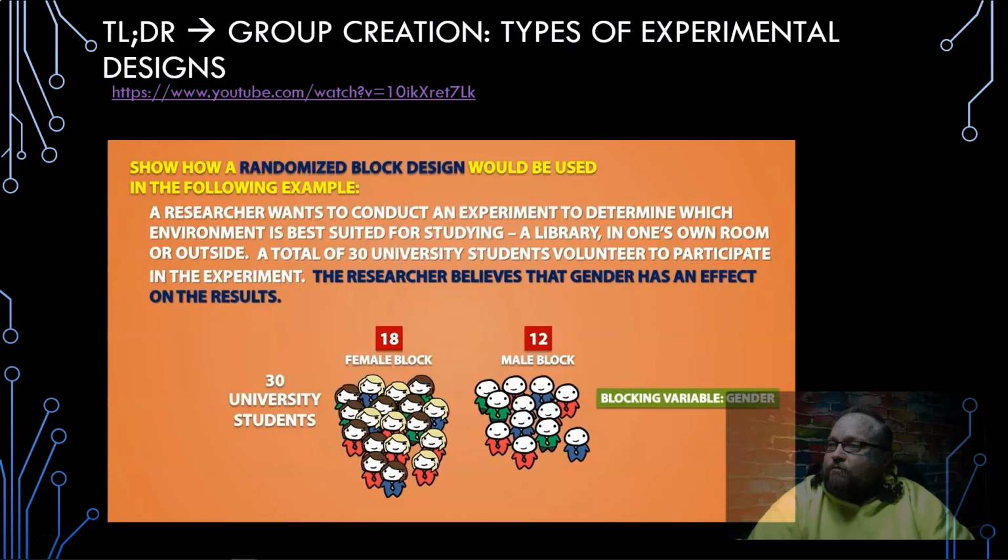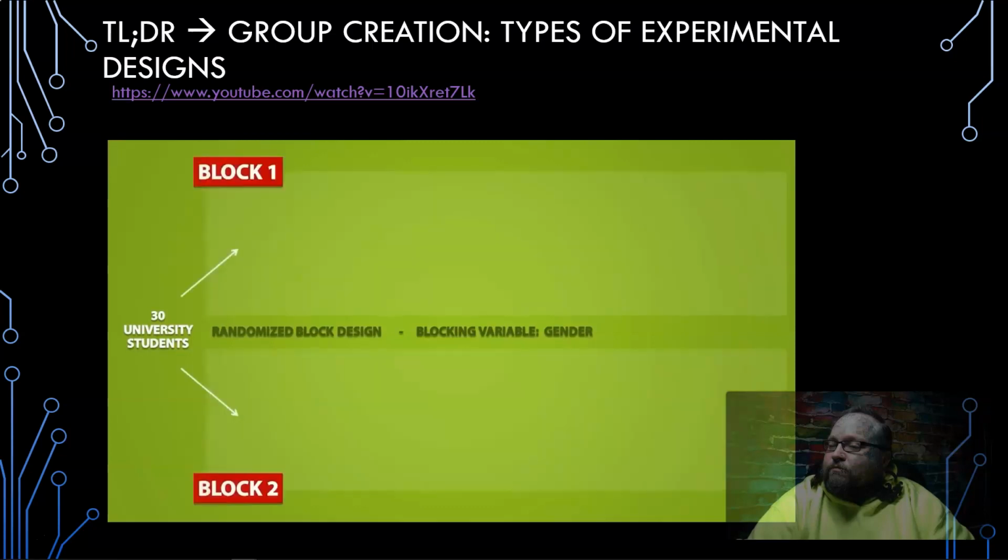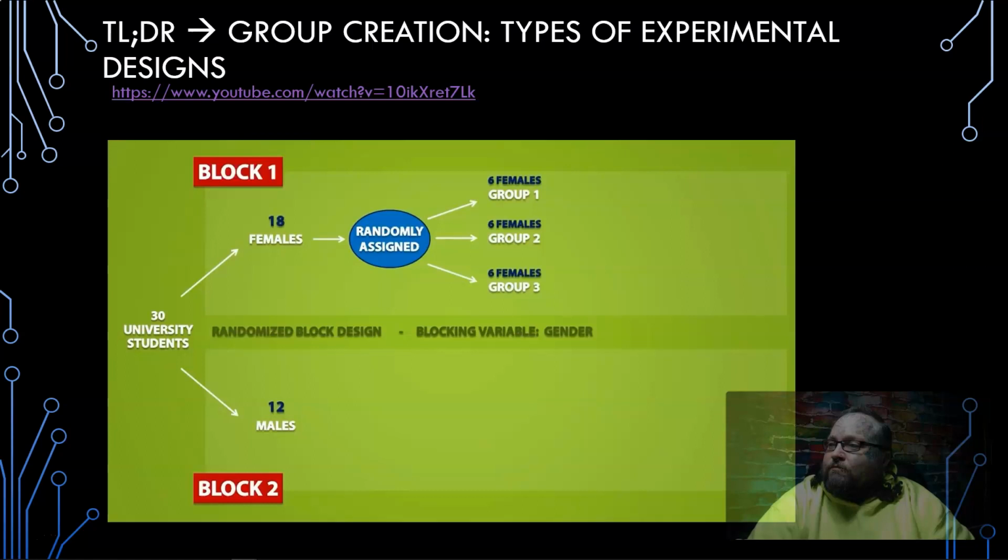So let's make a diagram out of this. We are looking at a randomized block design, and gender was the blocking variable. We started off with 30 university students, and we separated these students into 2 blocks. One was for males and one was for females. We determined that there were 18 females and 12 males. We will have the females be randomly assigned to 3 different groups, and each group will have 6 females, and each group will receive different treatments.